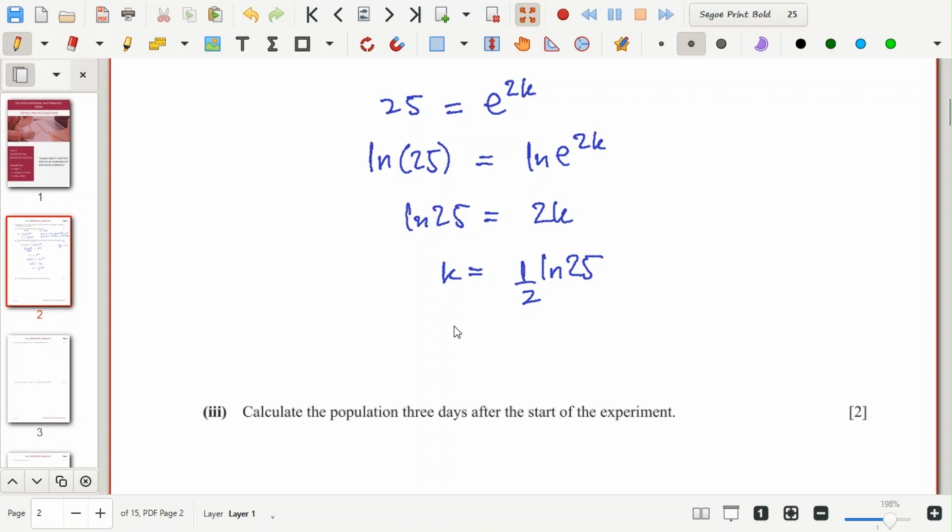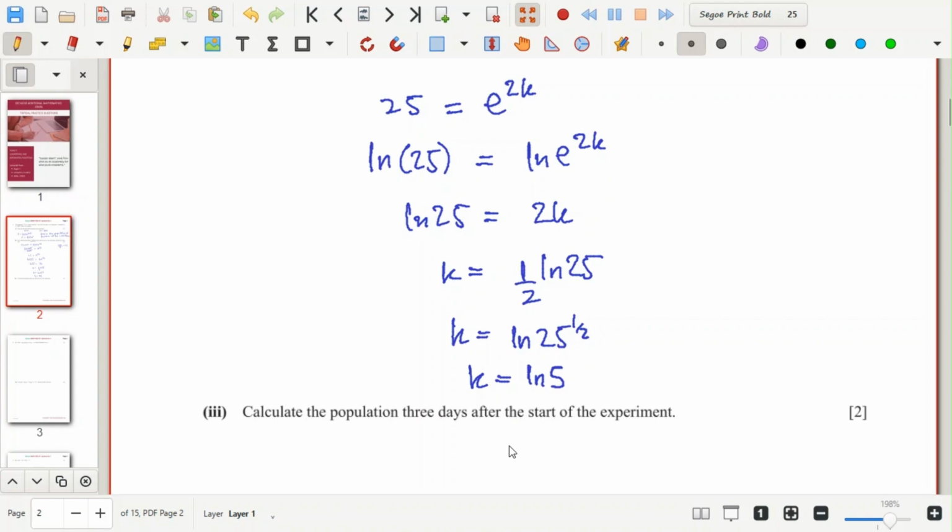And you know that this one can be written like this, which is the same as square root of 25. Square root of 25 is what? So k is equal to ln 5.